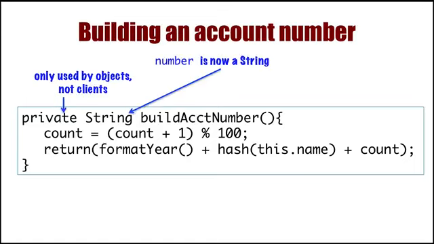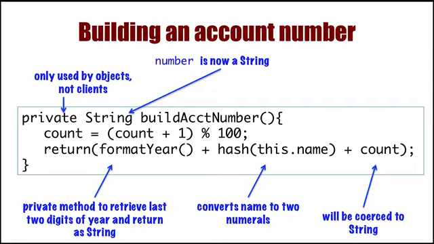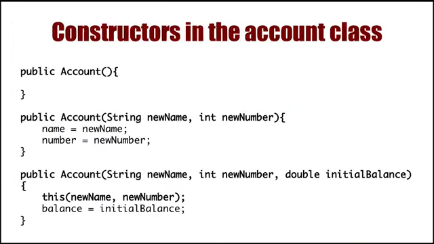Note, we've changed the type of the account number to a string. You can imagine we have other private methods to create the year portion of the account number and hash the account holder's name. This would then be concatenated with a unique sequence number that was incremented each time a new account was created. Let's look at the constructor class.